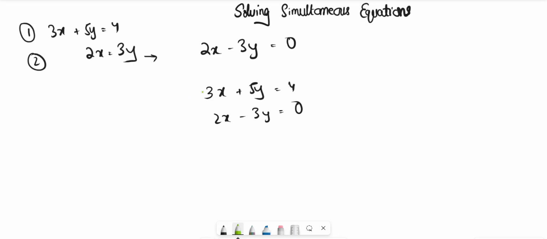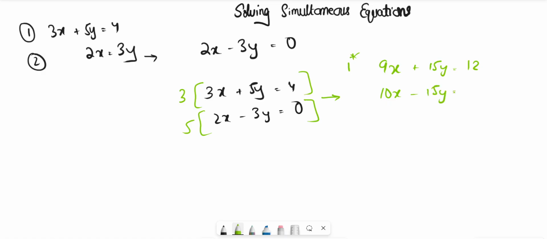How would we eliminate y? Okay, I'll tell you. What if we multiply both of these equations? I will multiply this equation by 3 and this equation by 5, which gives us 9x plus 15y equals 12, this is equation 1 asterisk. 10x minus 15y equals 0, because 5 times 0 is definitely going to be 0, right? This is equation 2 asterisk, the annotated version of the equation.